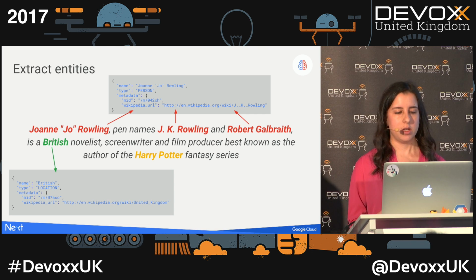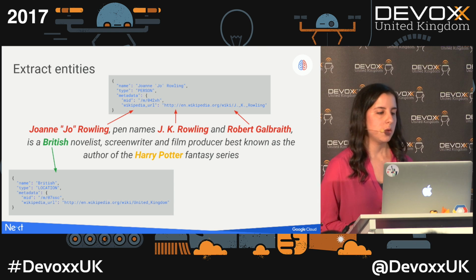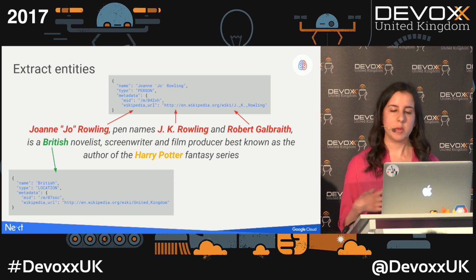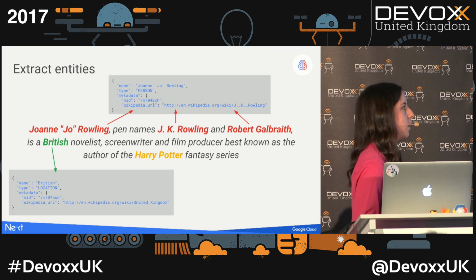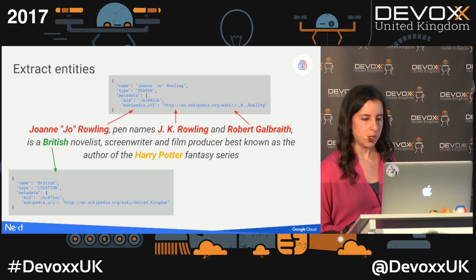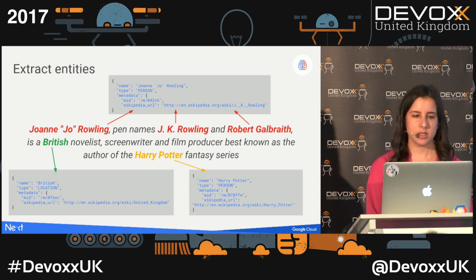Again, if you have a use case where people are referring to the same entity but in different ways, you could use the entity analysis method to kind of normalize that and make sure you are only counting the same entity once, even with different types of mentions of it. And then we get a similar response for Harry Potter. So that's the entity analysis.